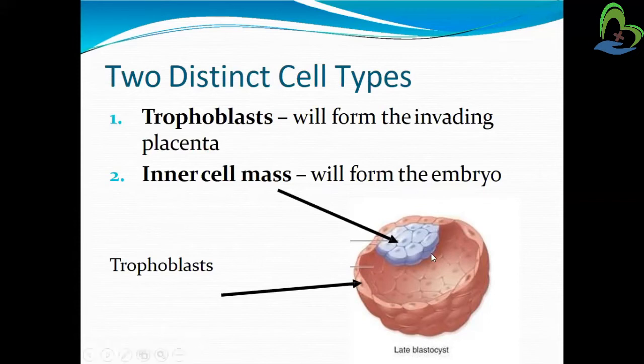And what is the function of the inner cell mass? The inner cell mass will form the embryo. So the fetus will be formed from the inner cell mass and the placenta from the trophoblast. So these two main cells are very important for the whole fetus and the mother. Okay. So the maternal placenta is developed by the trophoblast and the inner cell mass will prepare the embryo.